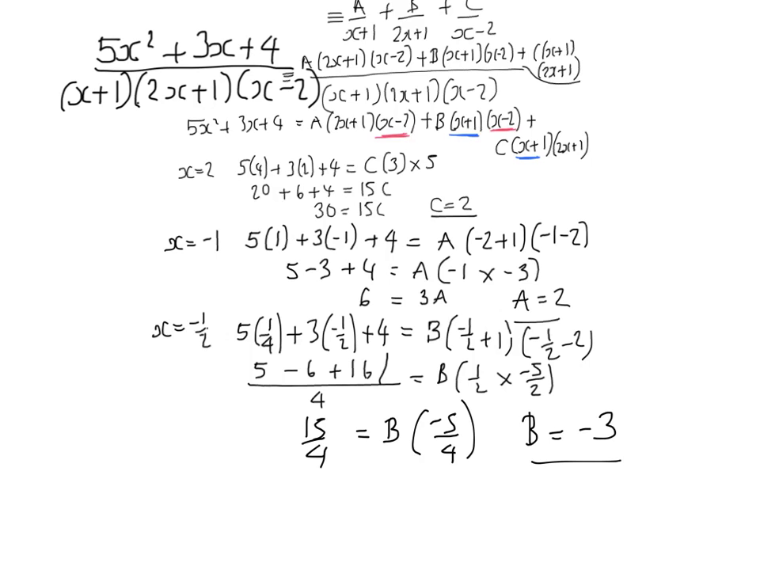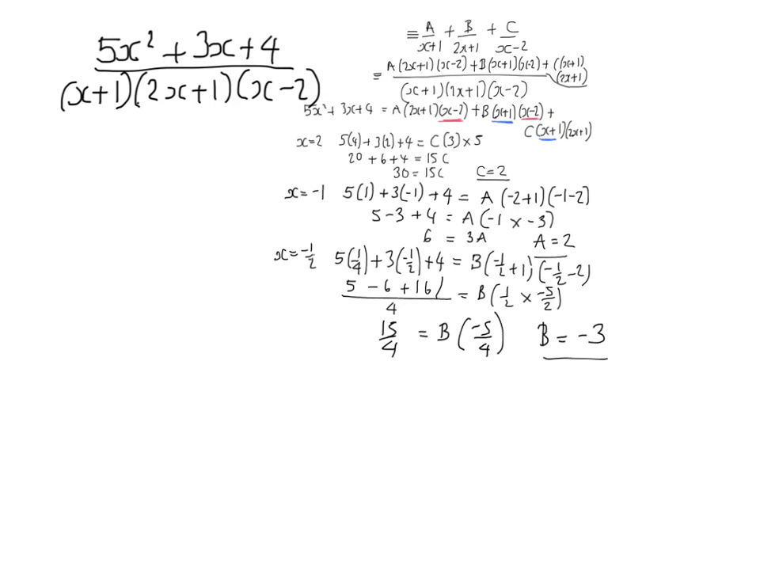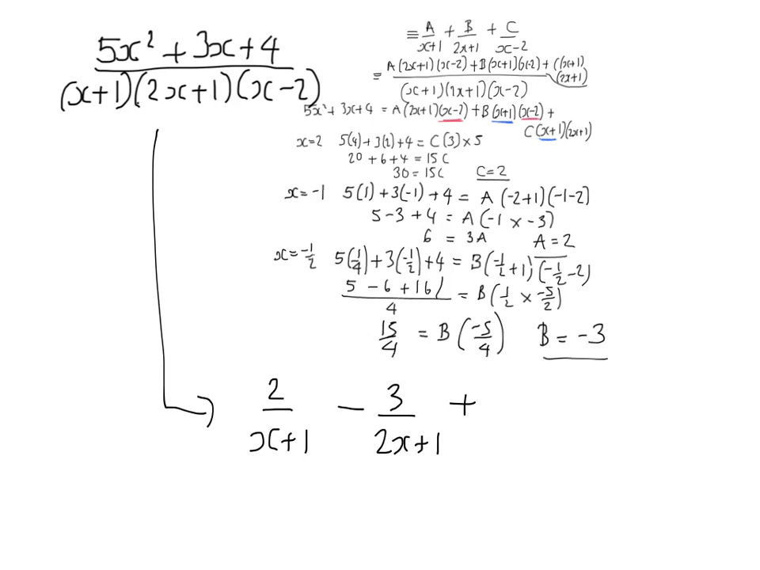So it's always good to write the answer as well. So I'll just be a bit lazy and say that that fraction is equal to a, which was 2 over x plus 1, minus 3 over 2x plus 1, and then plus 2 over x minus 2. And obviously in an exam, a good way to check would be to use a common denominator and add them together and see if you get back to the beginning. Okay.